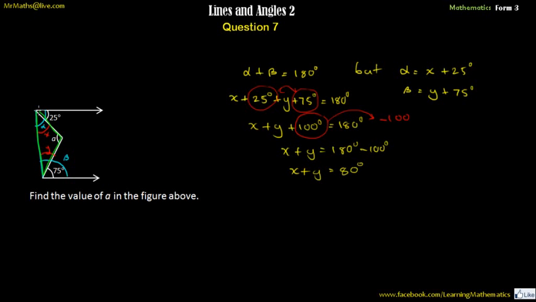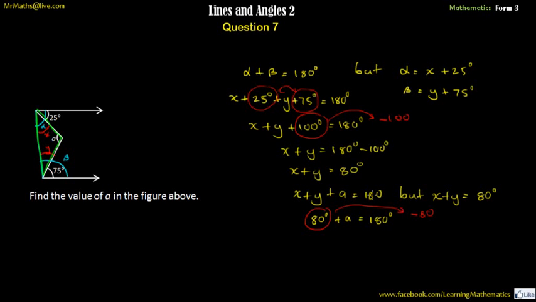The sum of the three angles in that triangle is 180. And as such, x plus y plus a is equal to 180. But x plus y is equal to 80 degrees. Then 80 degrees plus a is equal to 180 degrees. If we move 80 over to the right, that becomes minus 80. Then a is equal to 180 degrees minus 80 degrees, which is equal to 100 degrees. That's the value of a.